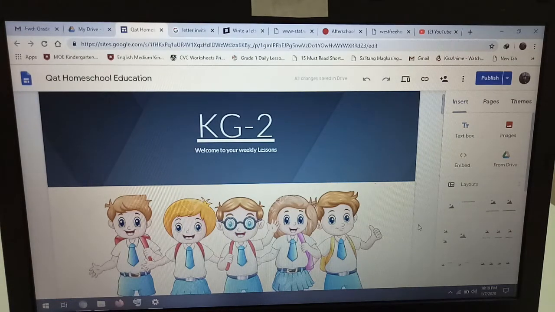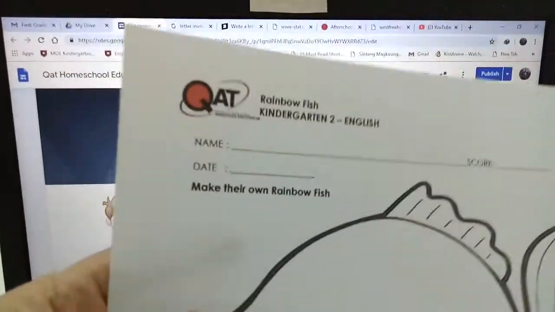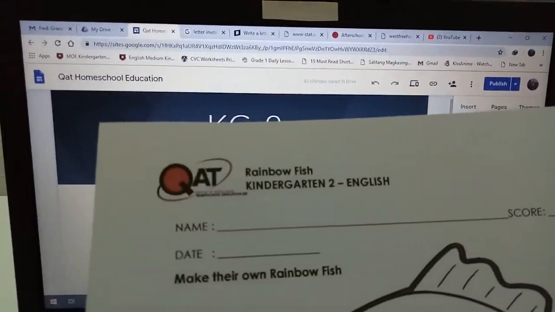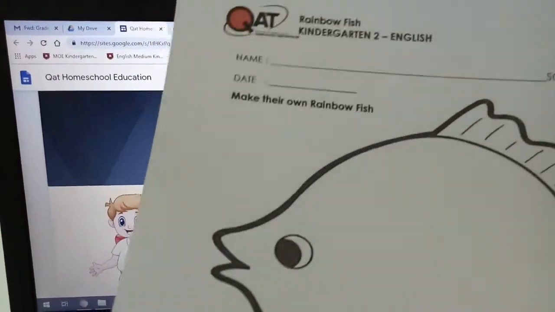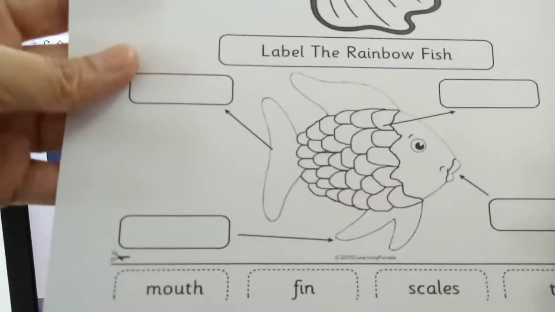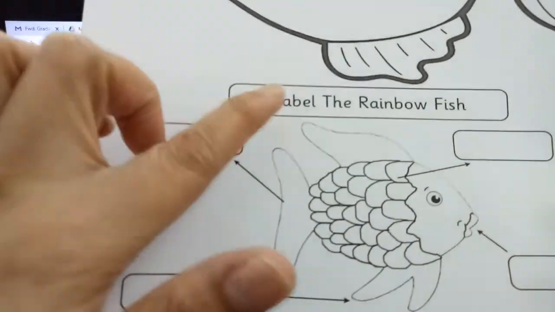Okay, so now since we already know the story about Rainbow Fish, we are going to answer our worksheet. Okay, so I want you to get your worksheet in English. So this one, Rainbow Fish. So first, what we do, we are going to answer the one at the bottom. We're going to label the Rainbow Fish here.